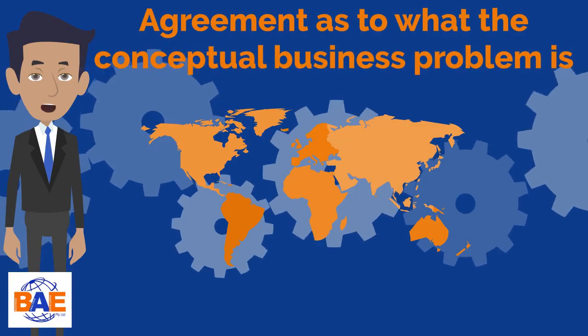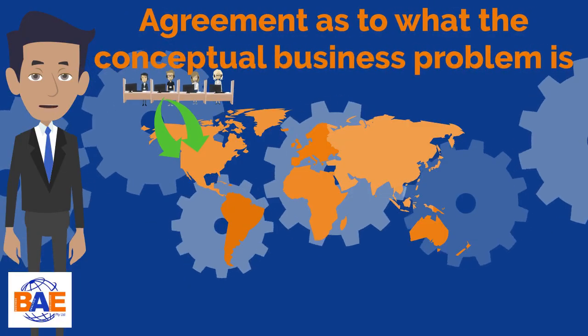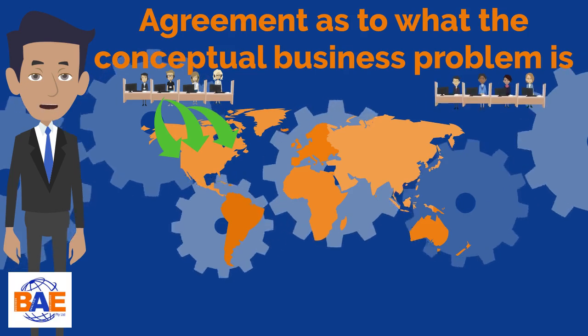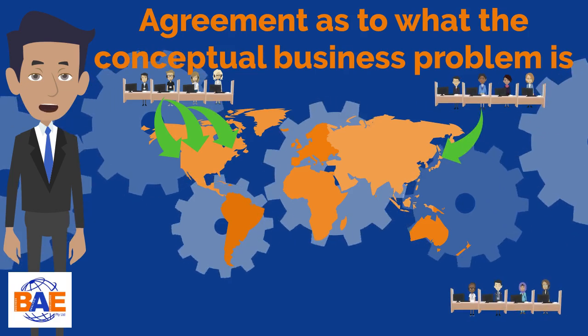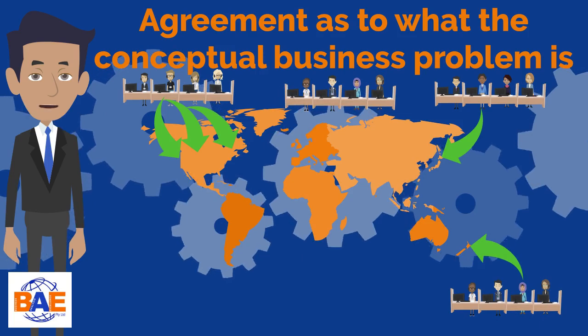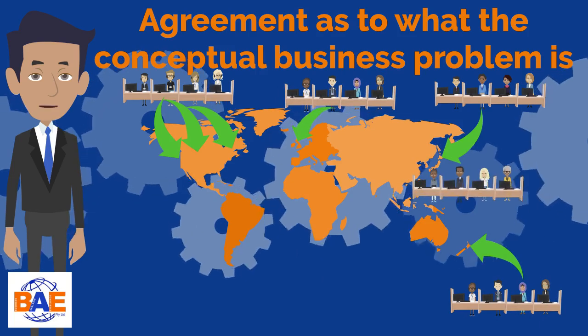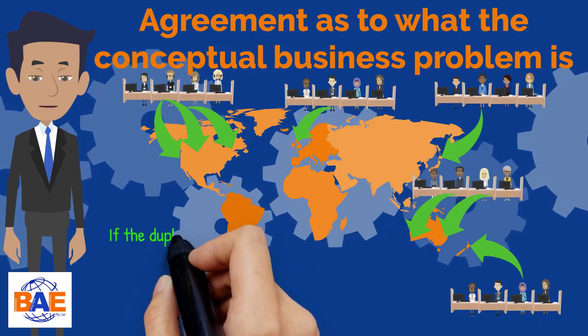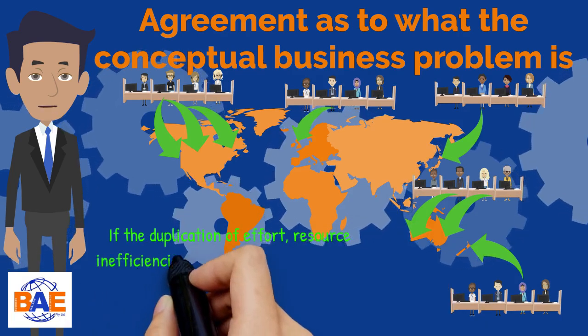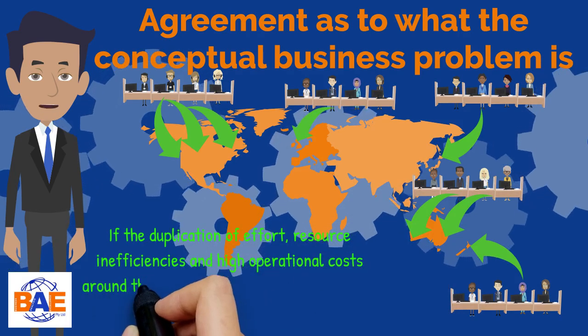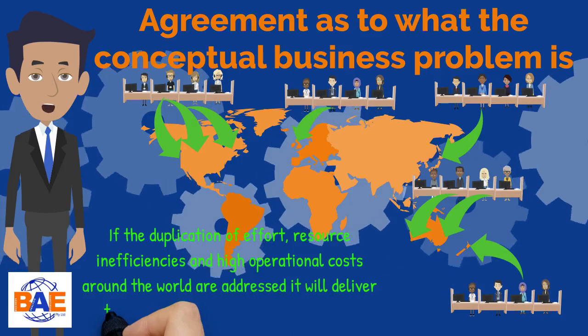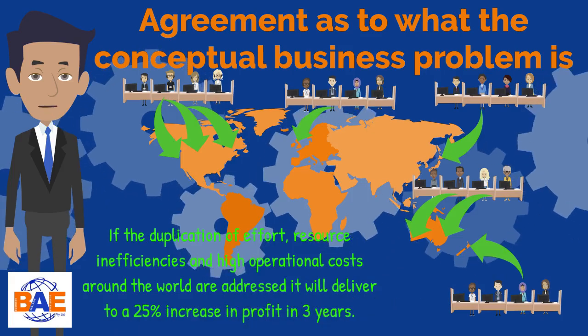Once you have agreed the primary business problem, which in our example has been defined as an enormous duplication of effort which comes down to resource inefficiencies and high operational costs to run multiple help desks around the world. If this business need or problem is solved, it will help deliver against the overall business objective to achieve a 25% profit increase in 3 years.